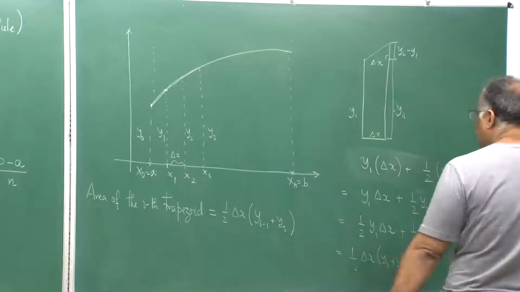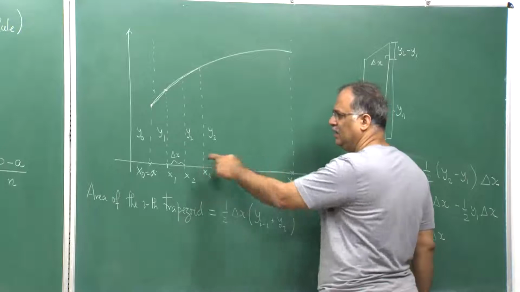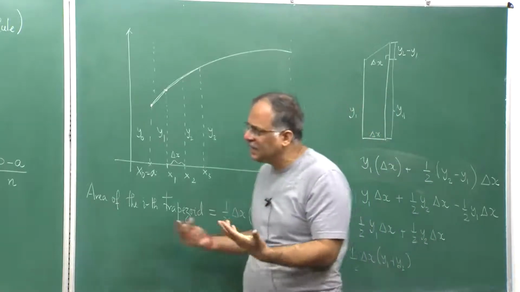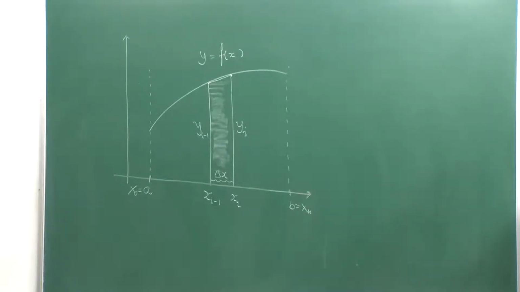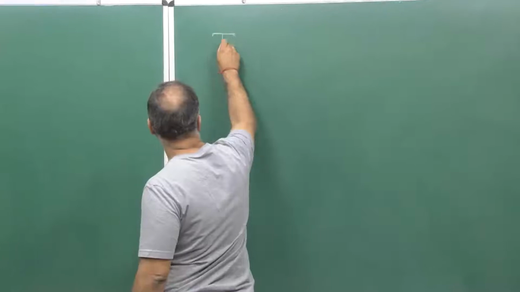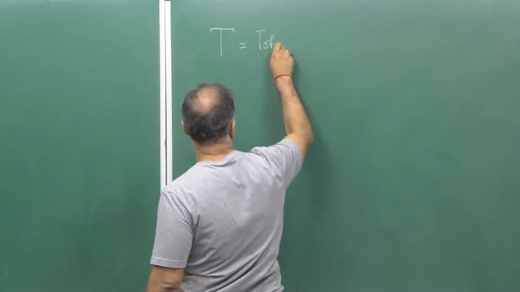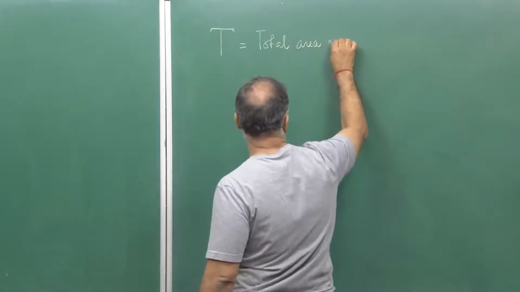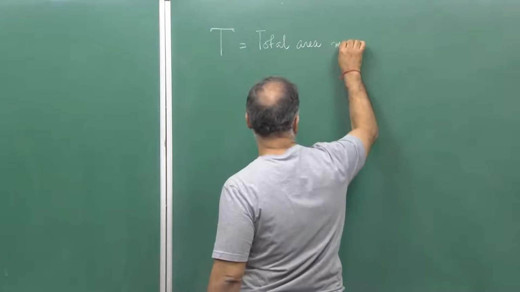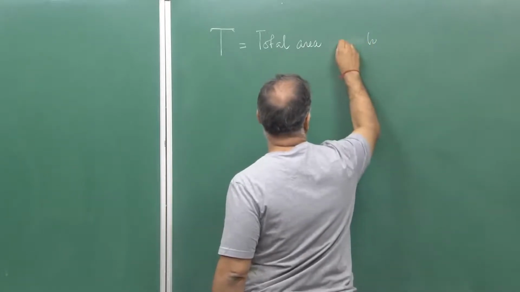So, basically what I am going to do is add up these n trapezoidal areas and say that that is my estimate. Here we have again rubbed and got the picture done again. So, let us write T as the total trapezoidal area, the total area of the trapezoids under the curve, made by the trapezoids, or just the total area of the trapezoids.